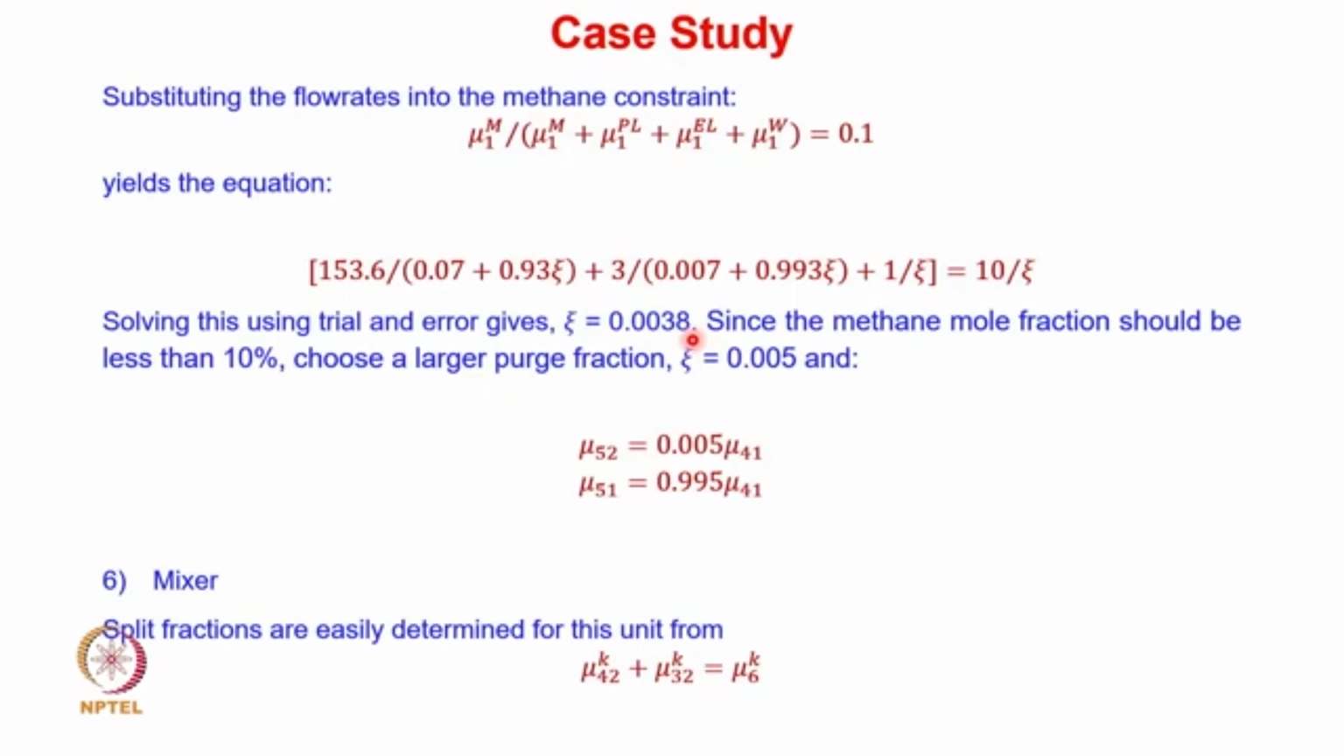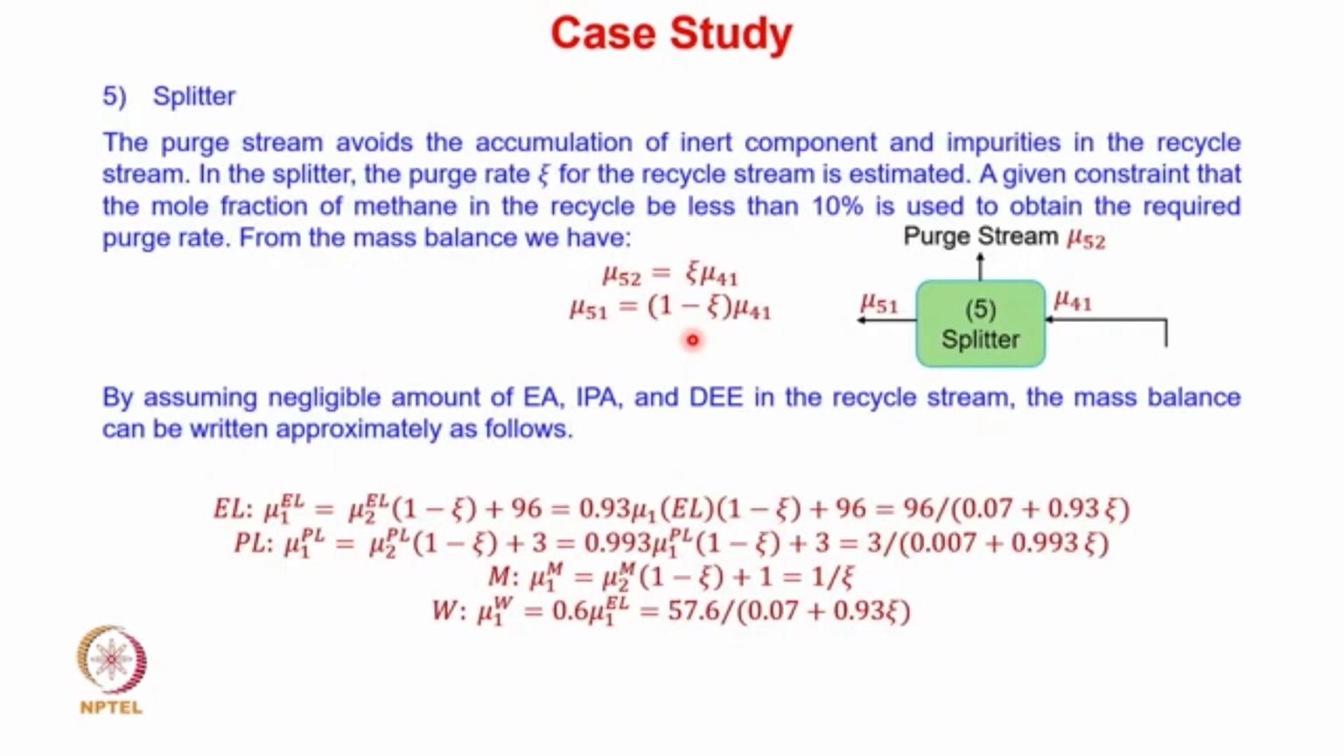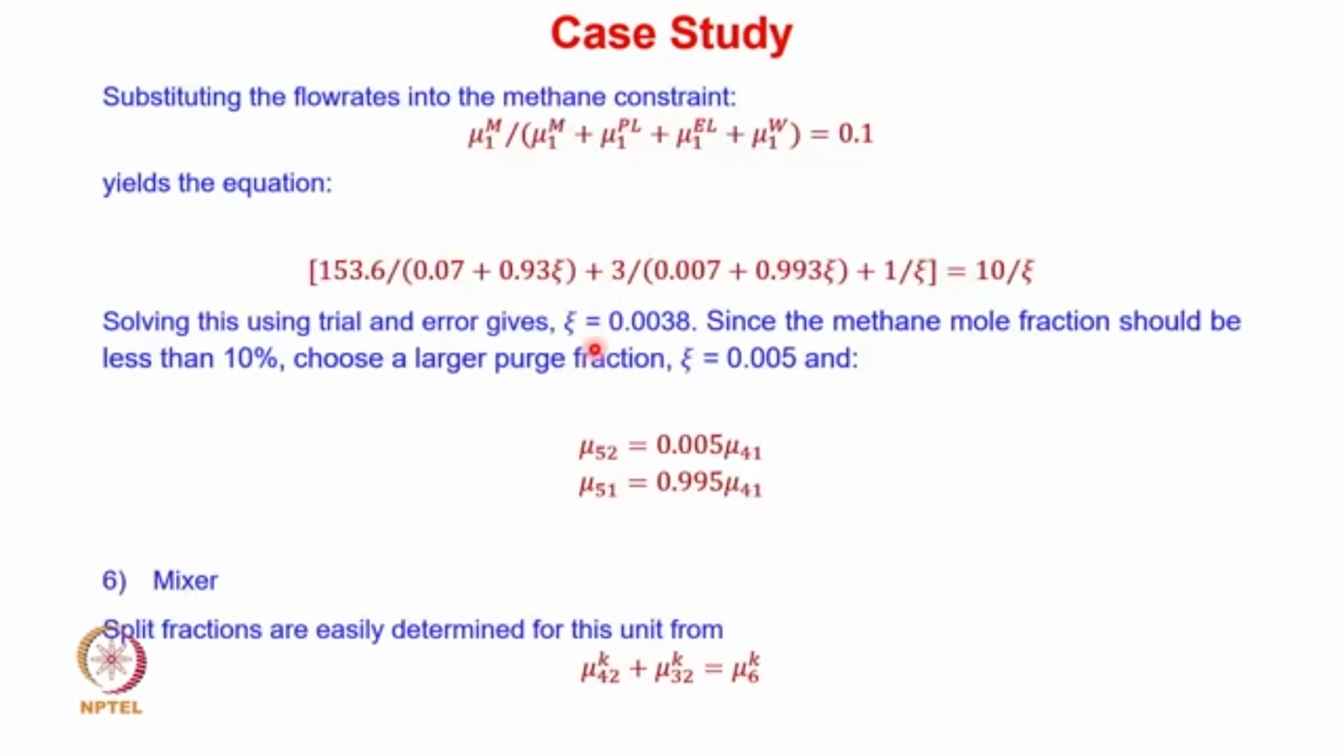So once the zeta value is back calculated, we can use these two equations and find out how mu 52 and mu 51 can be written. Okay. Similarly, these are the equations with respect to the vapor recovery, isn't it?